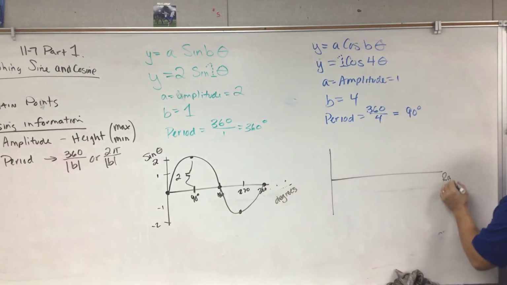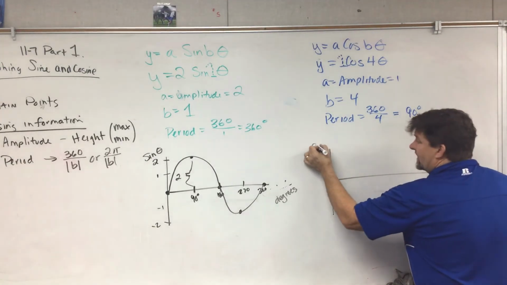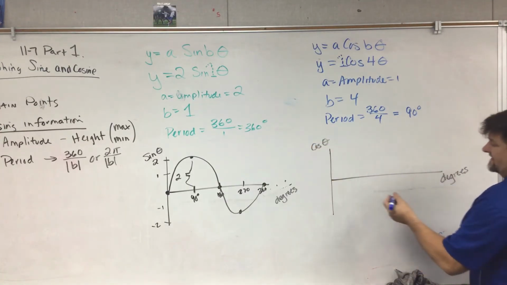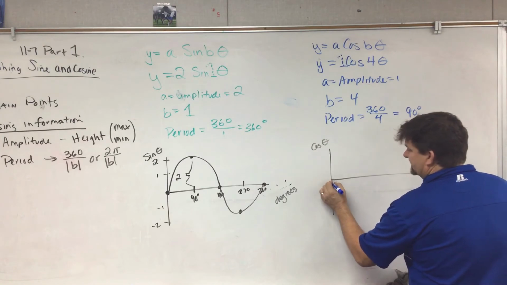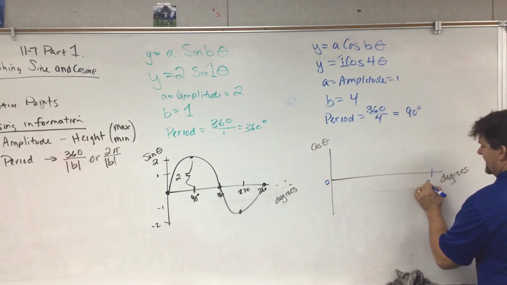That's in degrees, guys. This is degrees. Okay, this is my cosine of theta. Now this thing starts at 0 like always, but now we shrunk it up, so it goes to 90 degrees now.